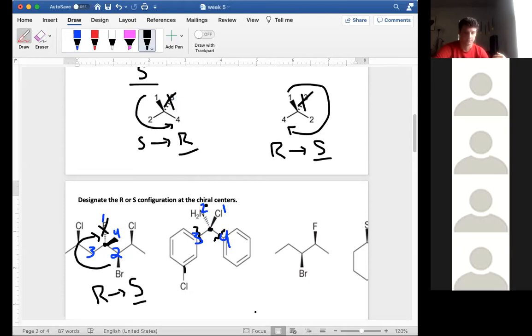All right, so cover what's in the back, which in this case is 2. So again, go in order. 1, 3, 4. 1, 3, 4. It's S. Do we have to flip? No. So it's S.